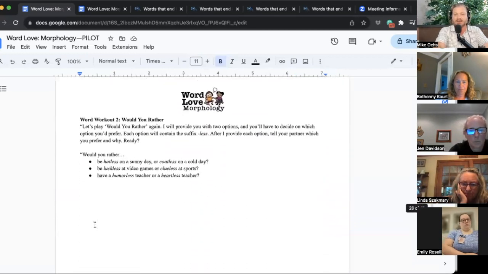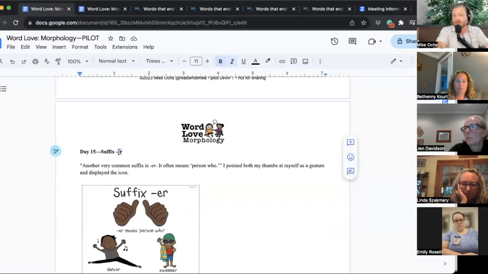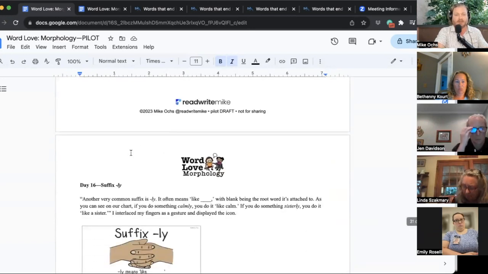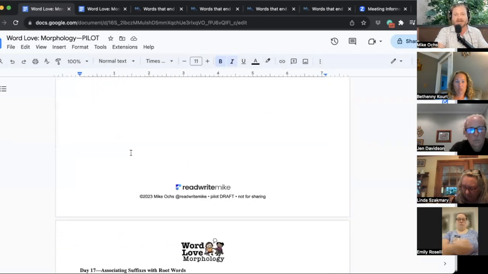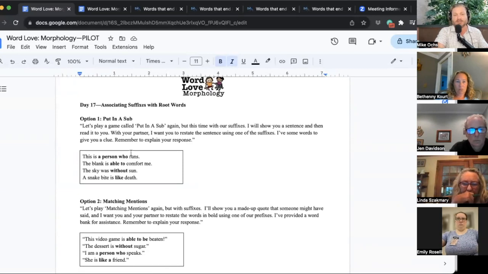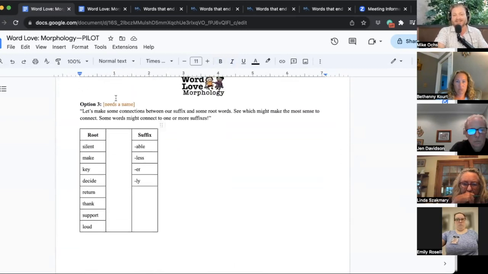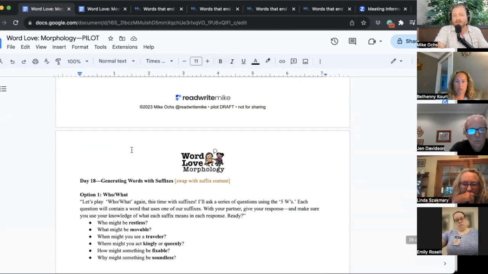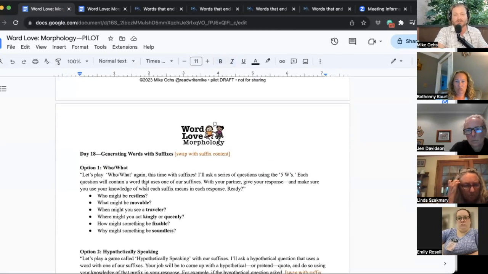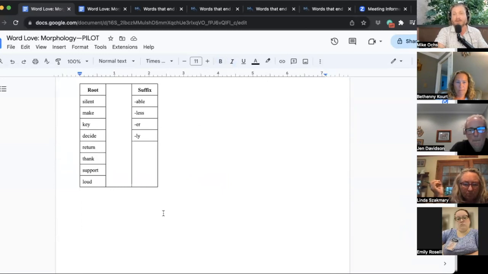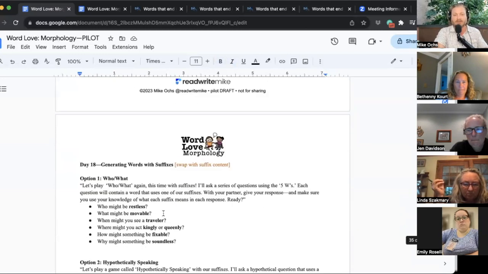Able, less. We have er, which for those of you who are nerds like me, could be an inflectional suffix if you're talking about bigger, but we're talking about person who, in this case, as a derivational suffix. And I am in the middle of finishing the last activities for suffixes, but it's going to be the same thing: sorting, matching, and so on. If somebody's piloting these ASAP, you've got 18 days to catch up to me. So I'm not too concerned, but this will be done by the time you give it a launch.